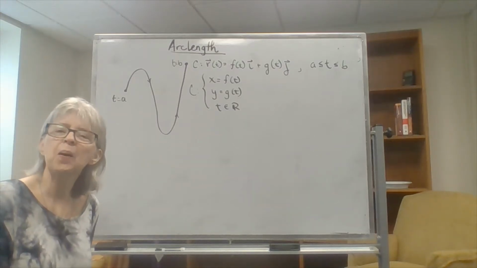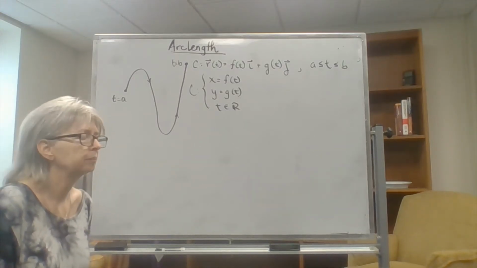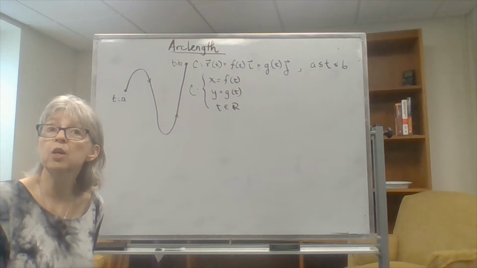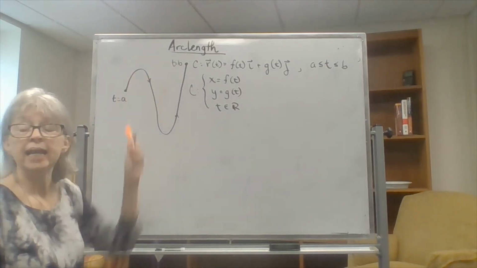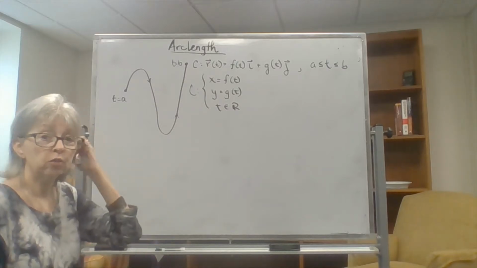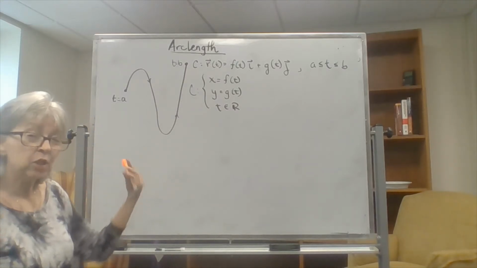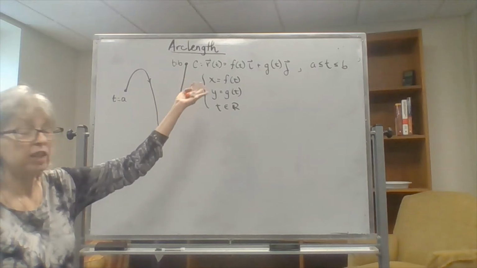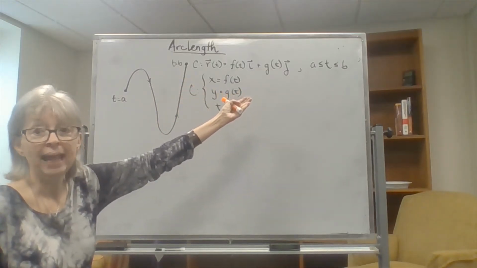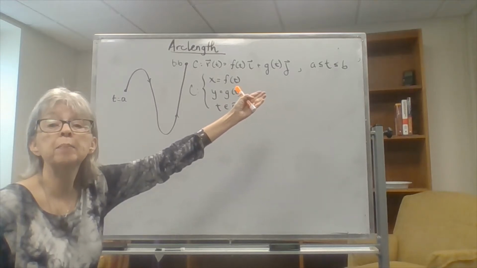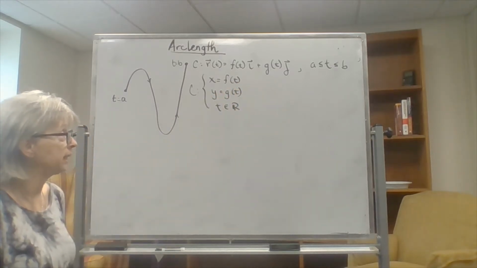I want to talk about the length of a curve. In particular, I want to talk about the length of a curve from a starting point to an end point, where that curve is a path determined by a vector valued function with a given starting point, A, and a given ending point, B, for my parameter t.